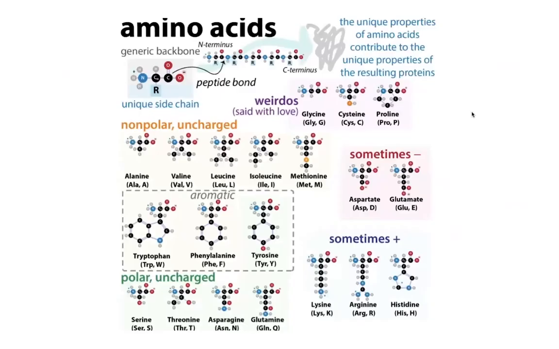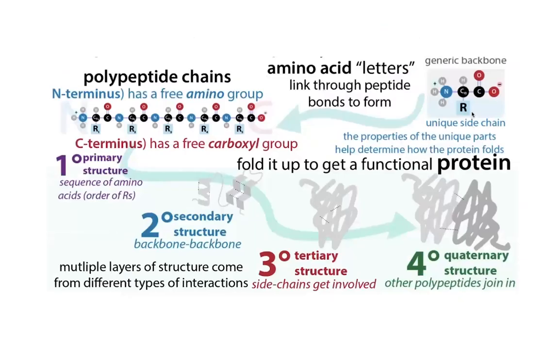So hopefully this helps you see that primary structure, that sequence of amino acids, is going to directly influence which secondary structures things will take on. And then later we'll see how the secondary structures can combine to give us our tertiary structure and our quaternary structure.